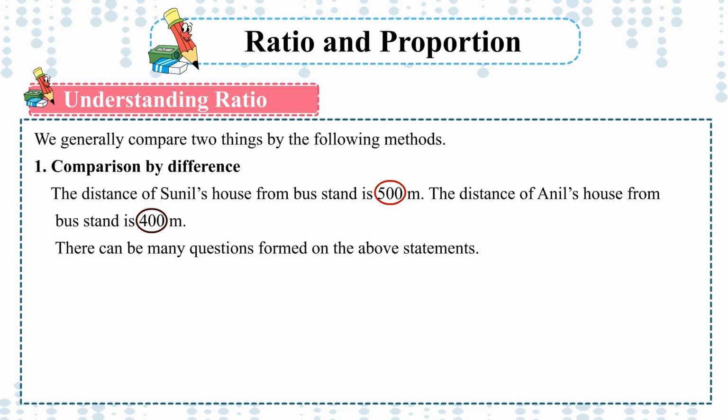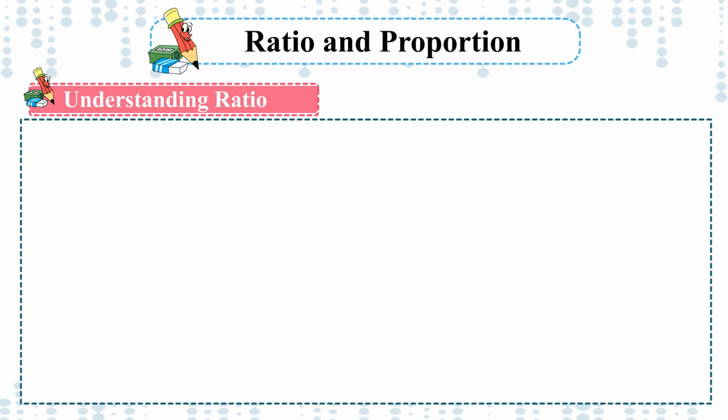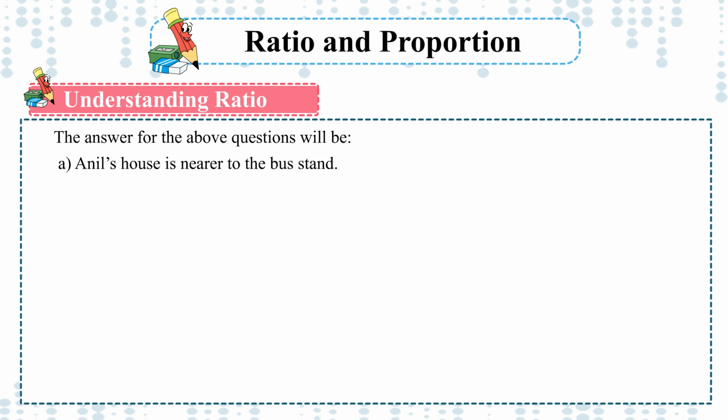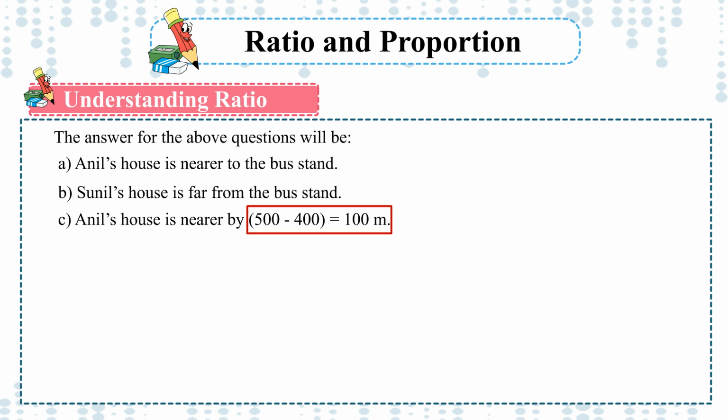There can be many questions formed on the above statements. A. Whose house is nearer to the bus stand? B. Whose house is far from the bus stand? C. By what distance is the house of Anil nearer? The answers for the above questions will be: A. Anil's house is nearer to the bus stand. B. Sunil's house is far from the bus stand. C. Anil's house is nearer by 500 minus 400 is equal to 100 meters.